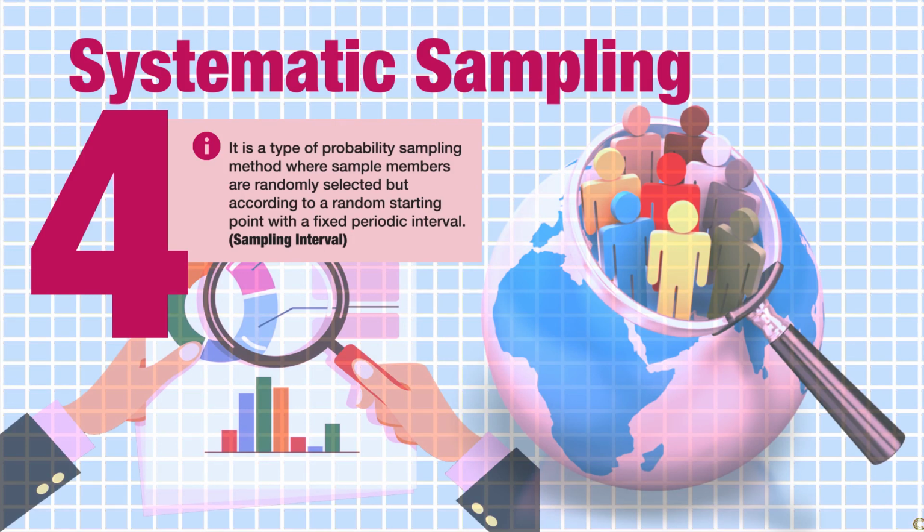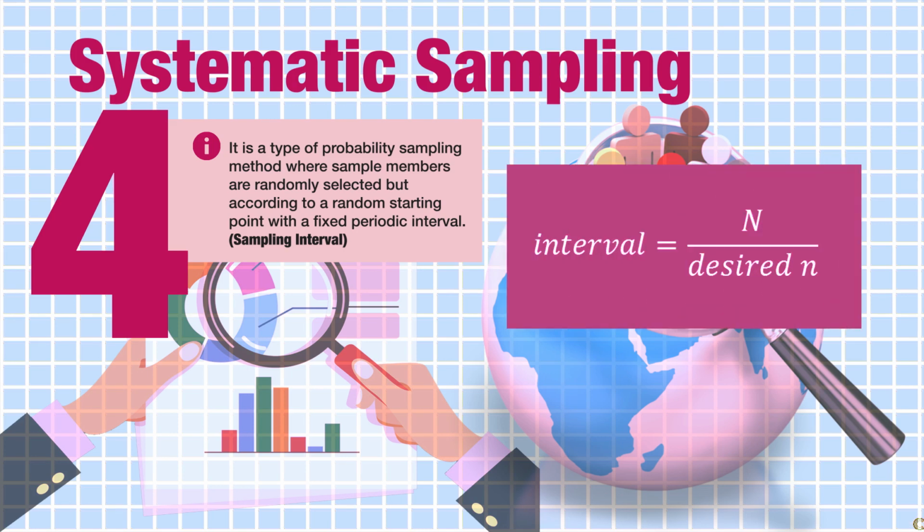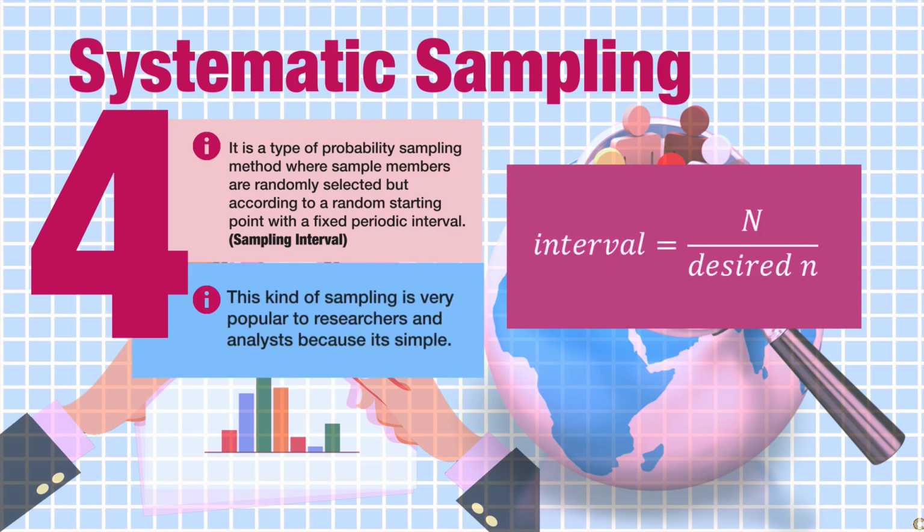Systematic sampling. It is a type of probability sampling method where sample members are randomly selected but according to a random starting point with a fixed periodic interval. The interval is also called the sampling interval. It is calculated by dividing the population size by the desired sample size. This kind of sampling is very popular to researchers and analysts because it's simple. And if other sampling is too time-consuming and inefficient, they will go directly to systematic sampling.